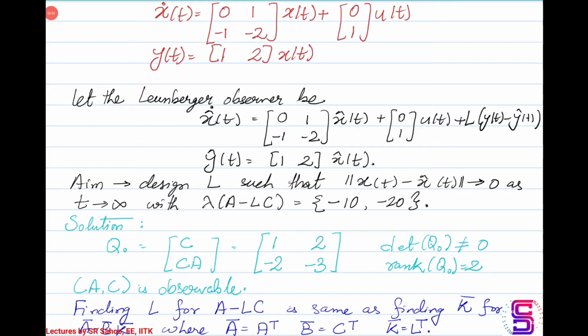So in this lecture, we'll take up an example for state estimator design. We'll see how the state estimator gain matrix L can be constructed. Here I am taking up a linear time invariant system, single input, single output, and the state space representation is of order 2.